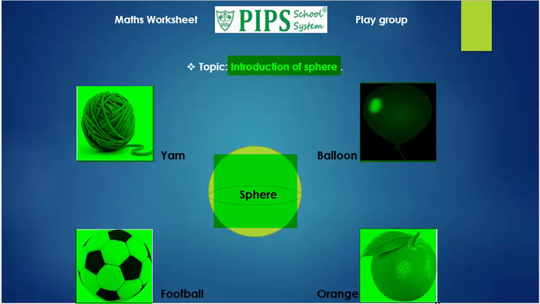Playgroup class, again read with me. What is this? Yarn. What is this? Football. What is this? Balloon. And what is this? Orange.